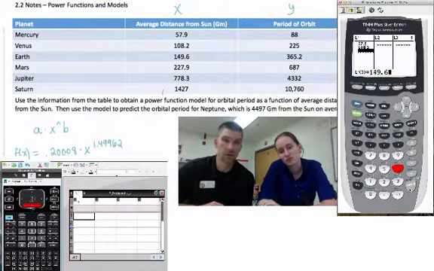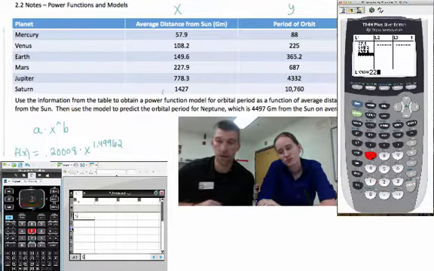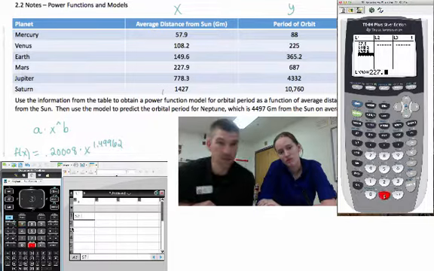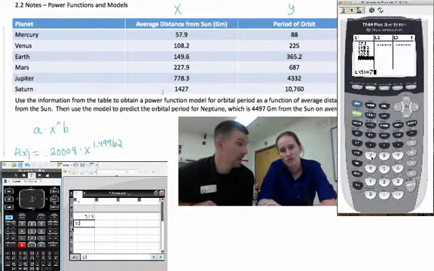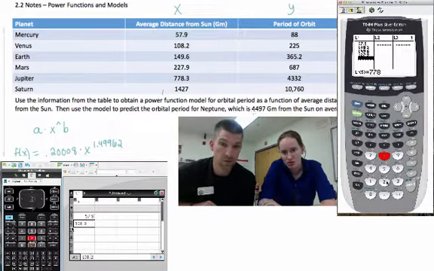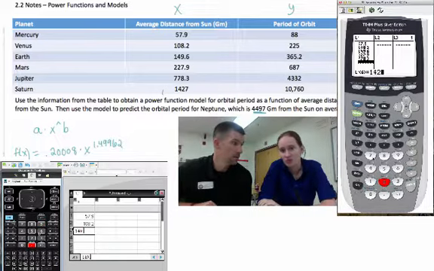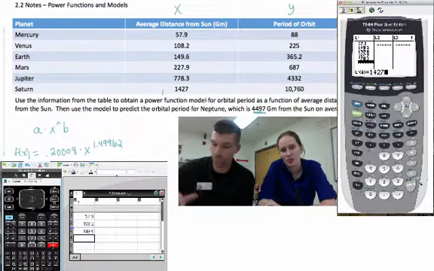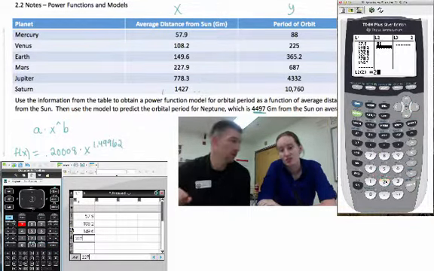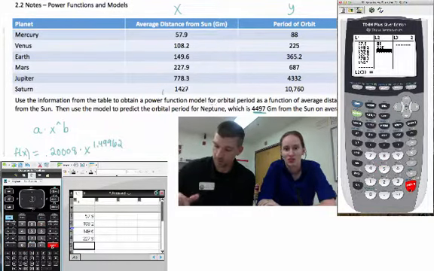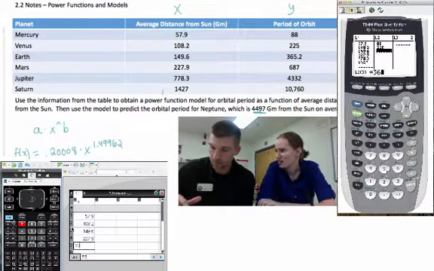Once you have your equation, it says use the model to predict the orbital period for Neptune. What's the distance for Neptune? 4497 gigameters, I'm pretty sure, from the sun. Because, you know, G like gigameters.